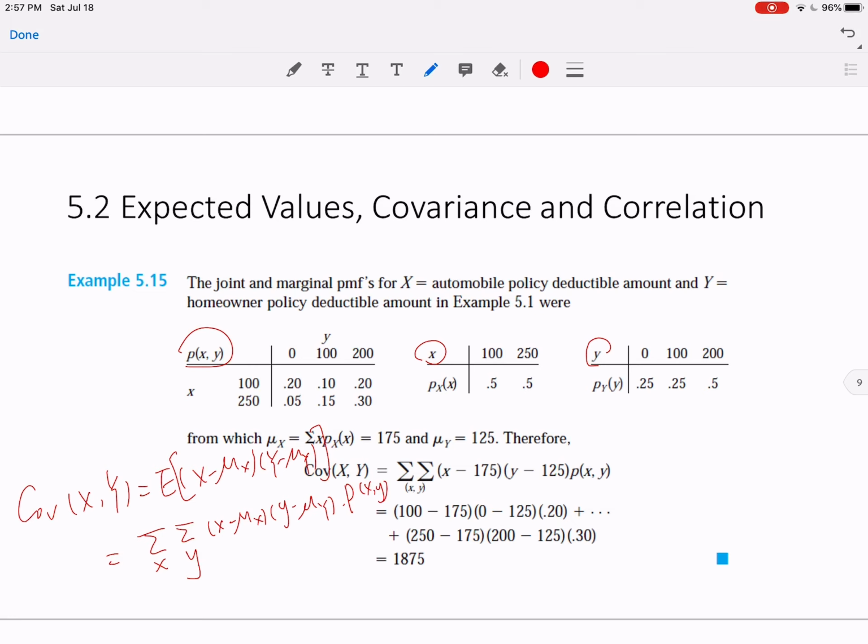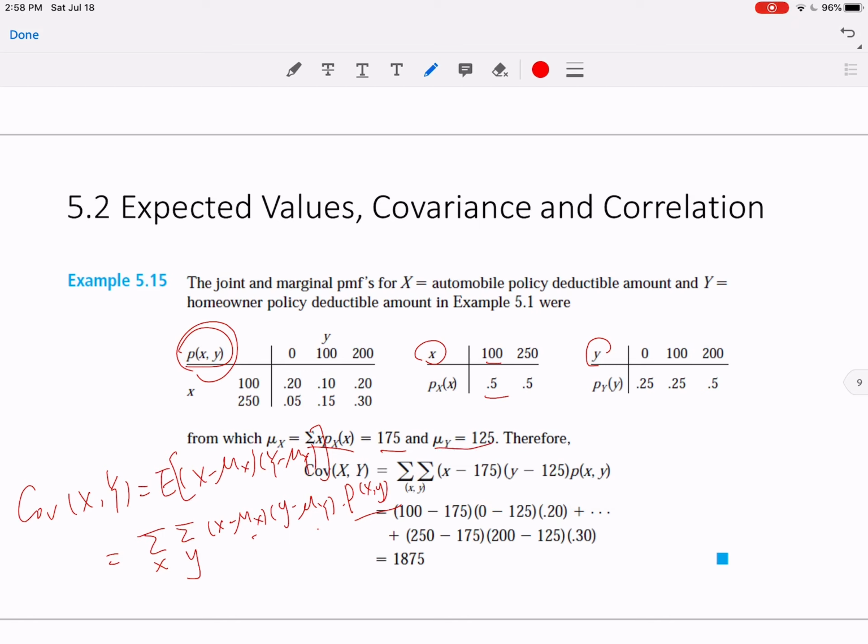We already know the joint PMF from the joint probability distribution, and then we need to find mu sub X and mu sub Y first. If we want to find mu sub X, that would be equal to the sum of X times the marginal PMF of X, so 100 times 0.5 plus 250 times 0.5, and we get 175.